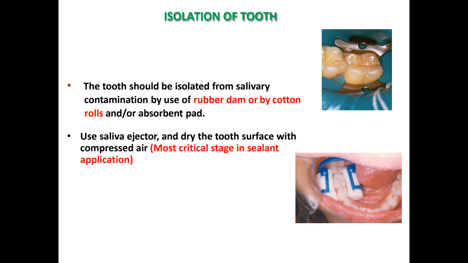The next step is isolation of the tooth. The isolation step is one of the most critical steps during placement. If this is achieved, your sealant retention is very good. It can be done by placing a rubber dam or cotton rolls, or you can use absorbent pads. During the placement of sealants, you can use a saliva ejector and dry the tooth surface with compressed air, because isolation is one of the critical stages in sealant application.